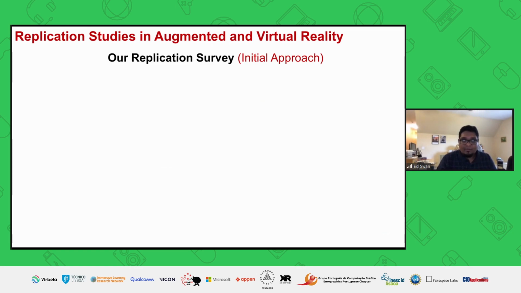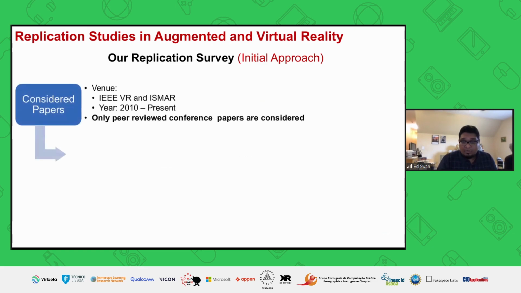So we started a survey paper, just thinking about how we can start and which papers we should consider. We first started with the conference papers, the two most famous conferences in AR and VR, IEEE VR and ISMAR. And we thought, okay, we can start from 2010 and see how far we can go.